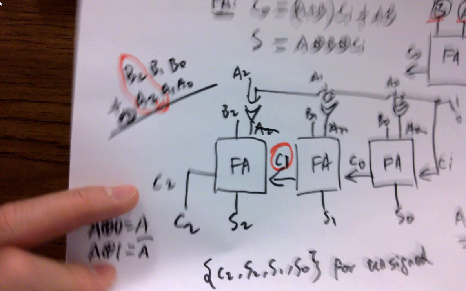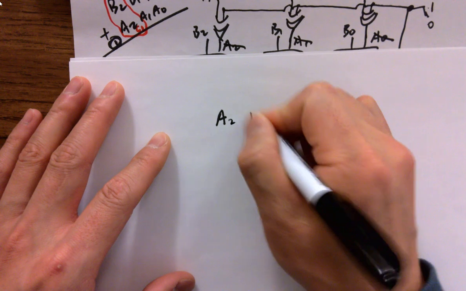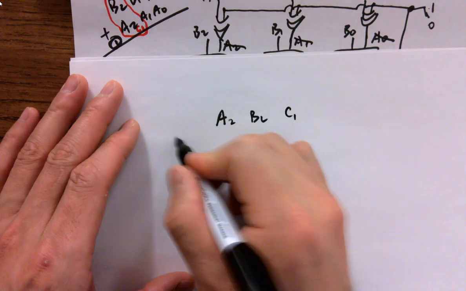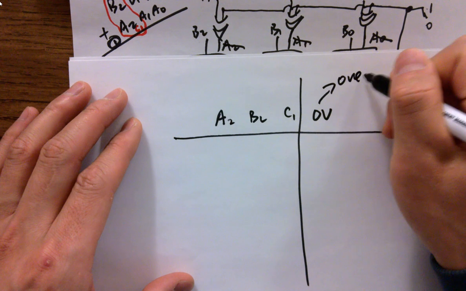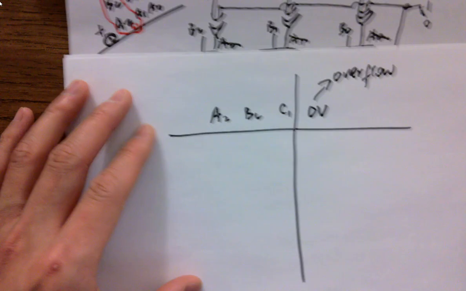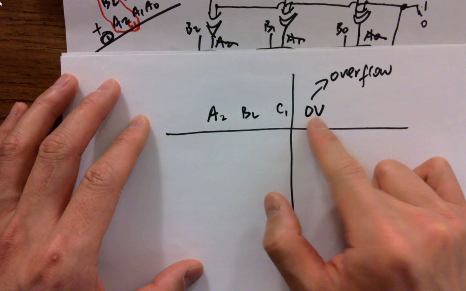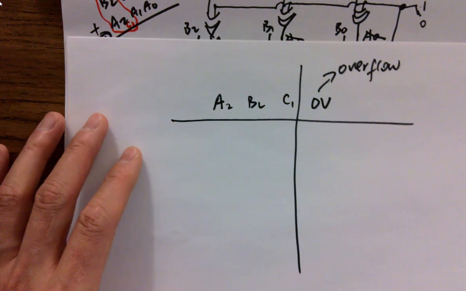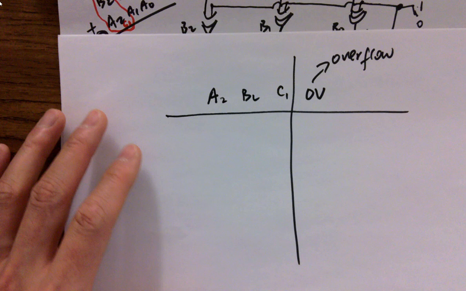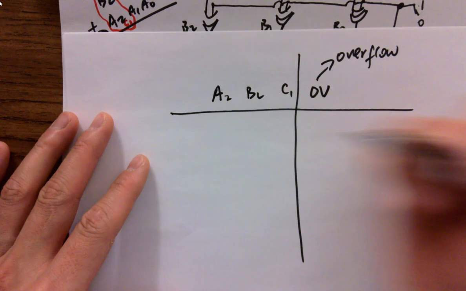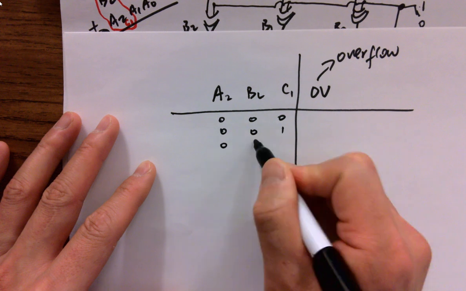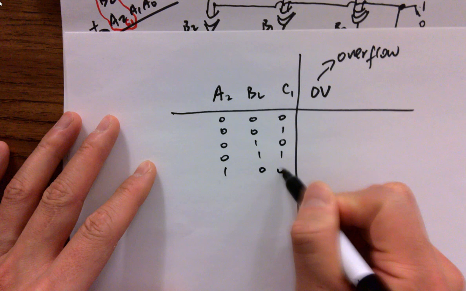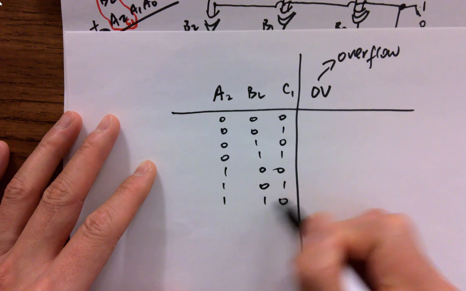So in that case, we can make a truth table here, looking at A2, B2, and C1, right? So this is overflow, OV. Keep in mind, it's not 0 volts. It's OV, okay? Just look at all the combinations. 0, 0, 0; 0, 0, 1; 0, 1, 0; 0, 1, 1; 1, 0, 0; 1, 0, 1; 1, 1, 0; 1, 1, 1.